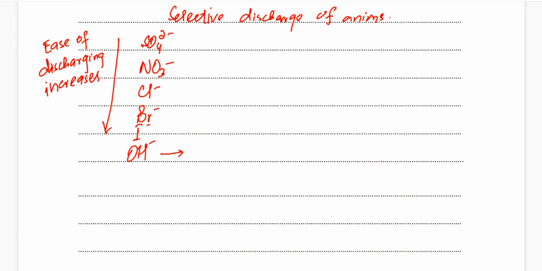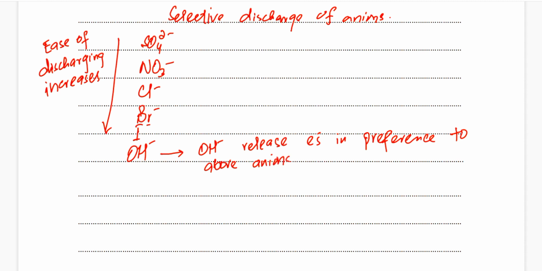Okay, so you can say hydroxide releases electrons in preference to the anions above it.